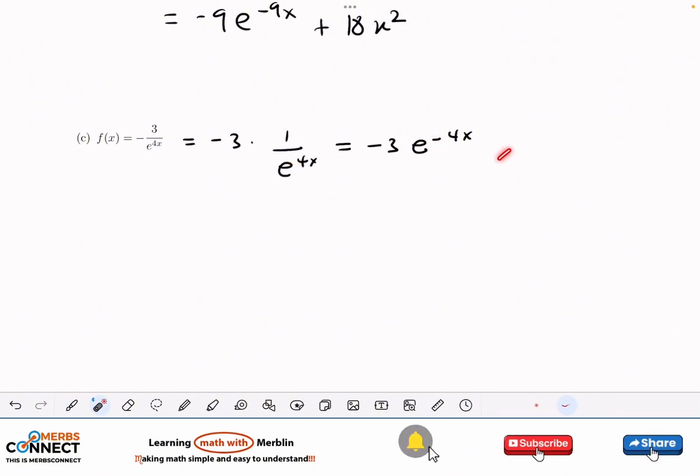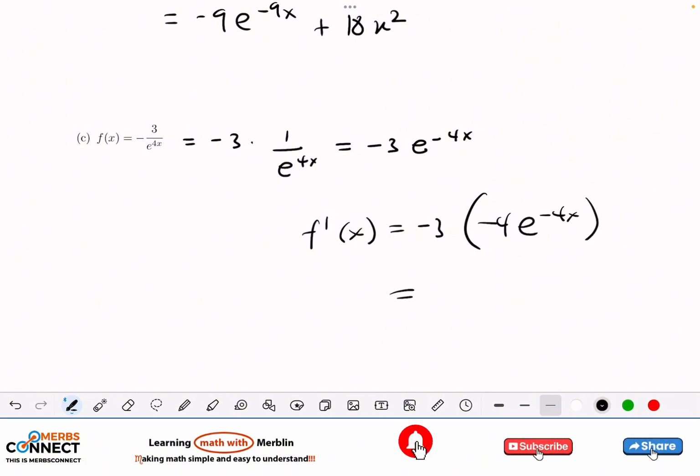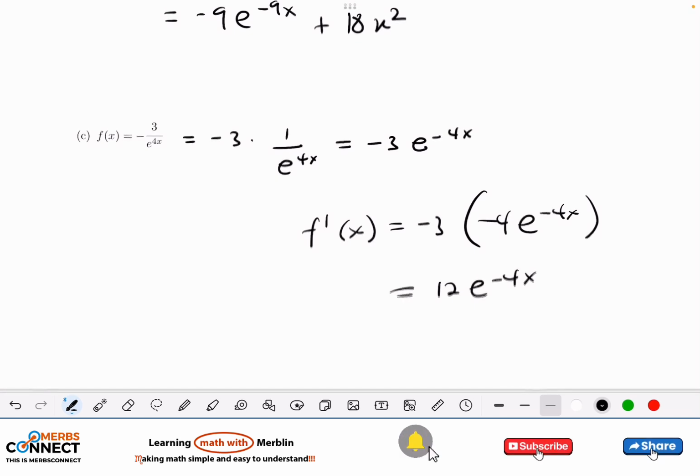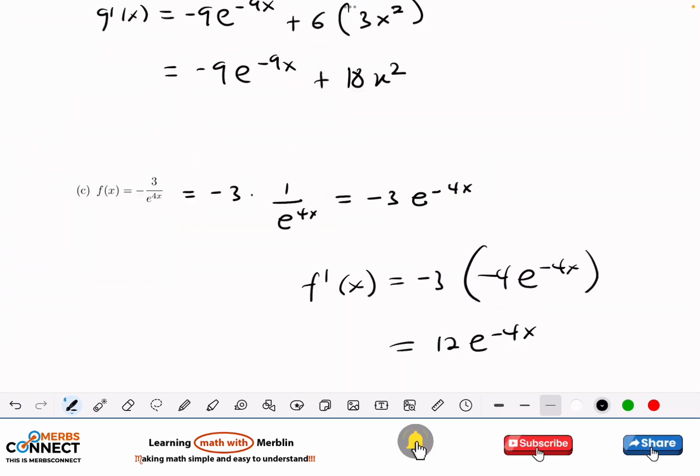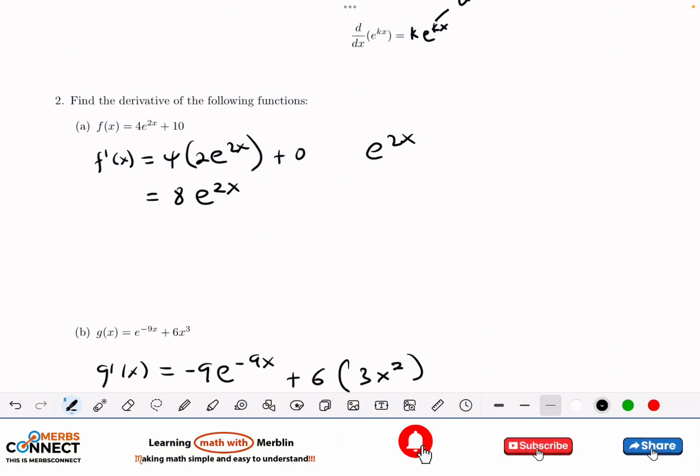Now we need to differentiate this using the idea of the exponential function that we just learned. Minus 3 is multiplying it, so it's a constant. So we bring it in front. Then what we need to do is pick the coefficient of x and use it to multiply the whole function. So it will be minus 4 e to the power minus 4x. So this one will be 12 e to the power minus 4x. Very, very simple when you are dealing with this one.